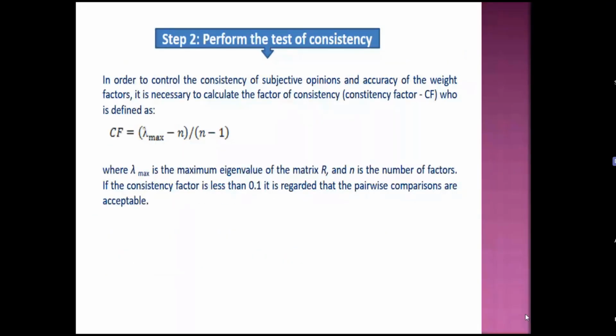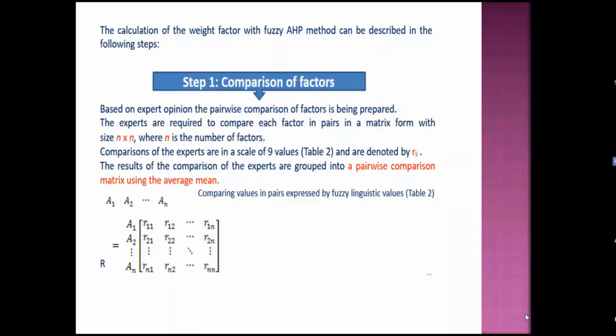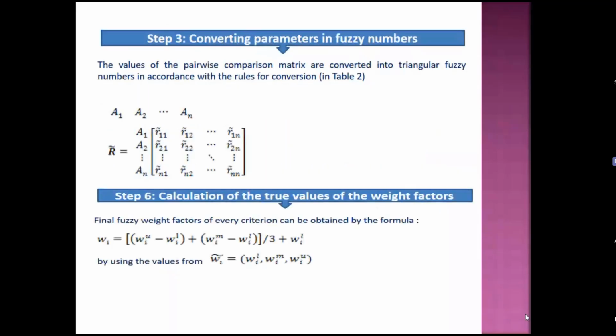Before, in step 1 and step 2, these weights were what we call local weights, and in this step we call these global weights. Based on the global weights, these are the final weights on which we have the ranking of our criteria.